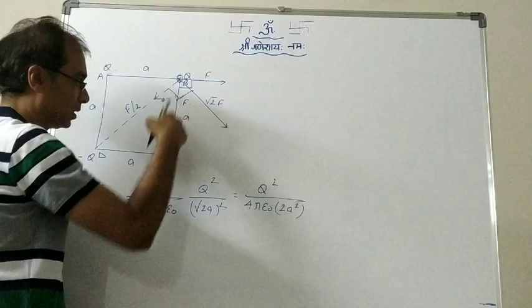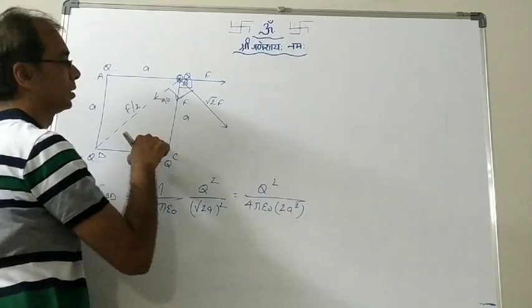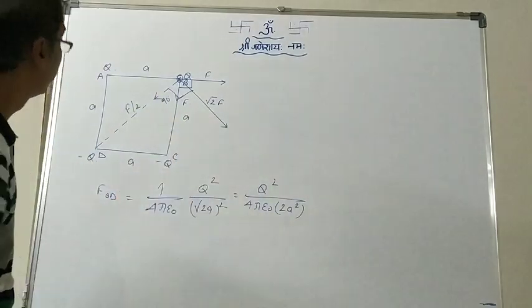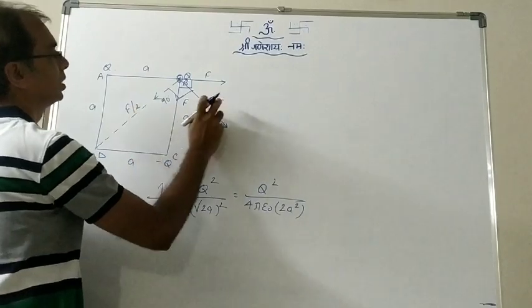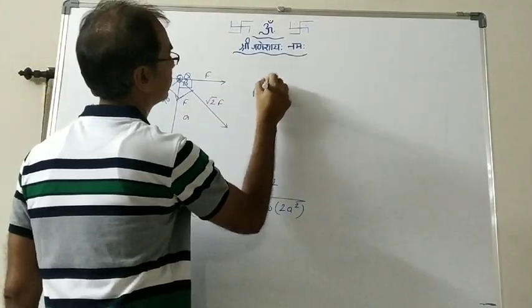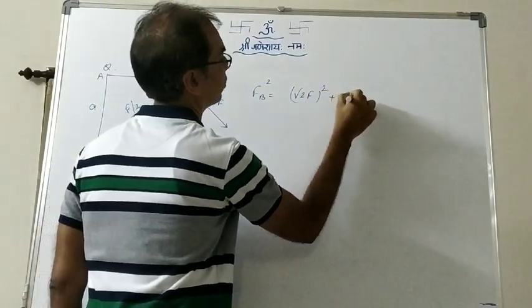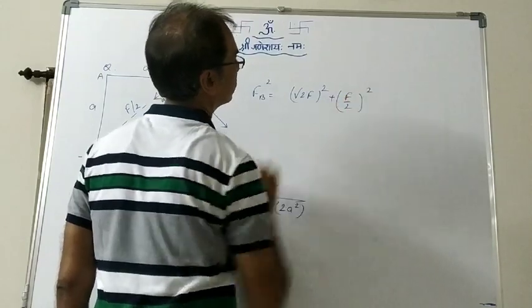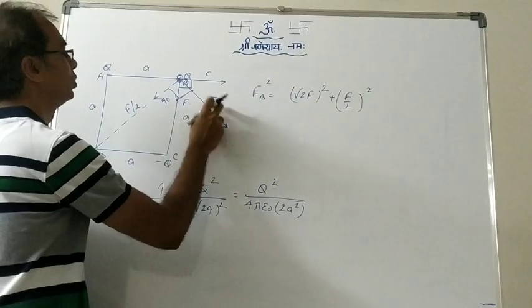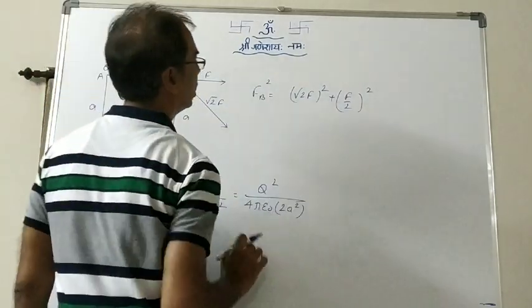So the net force will be in this direction. How much? Sorry, this is root 2F and this is F by 2, not root 2F. So we have to find the resultant of F by 2 and root 2F. Let's use the parallelogram law. F net squared is root 2F whole square plus F by 2 whole square, plus 2 into root 2F into F by 2 cos 90, which becomes 0. So this will be the eventual answer.